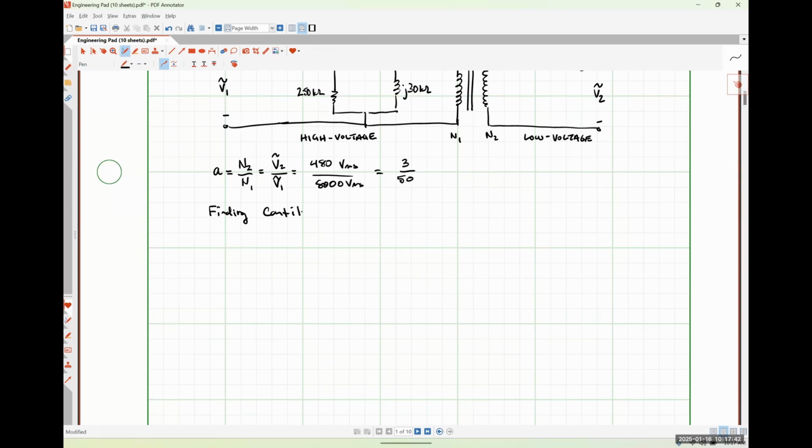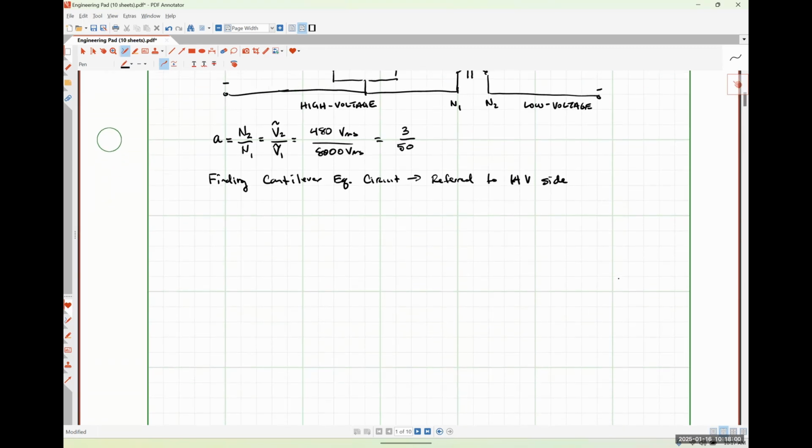Finding the cantilever equivalent circuit referred to the high voltage side. So what would the total series resistance be if we were referring everything to the high voltage side?